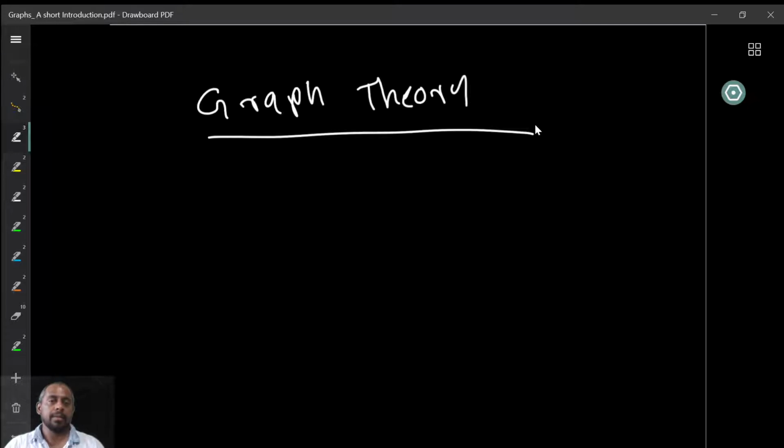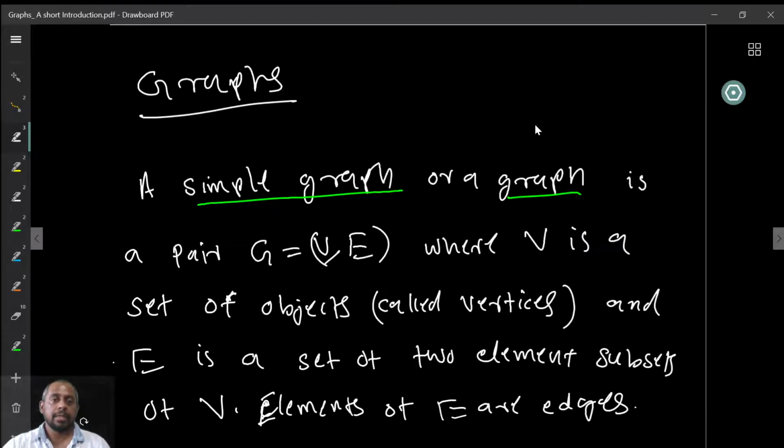Okay. In the next few lectures, we will discuss some graph theory. So a simple graph, or for most of the purposes, we call it a graph, is a pair G = (V, E), where V is a set of objects that we call vertices, and E is a set of two element subsets of the vertex set, and the elements of E are called edges. So basically, you can think of E as a binary relation between a pair of objects.